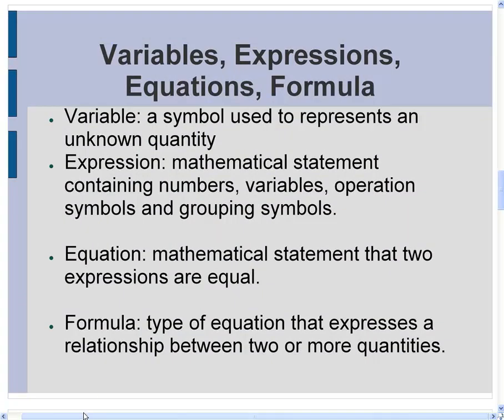So now some definitions of some things that we're going to use in this course. A variable is a symbol used to represent an unknown quantity. An expression is simply a mathematical statement containing numbers, variables, operation symbols, and grouping symbols. An equation is a mathematical statement that two expressions are equal.